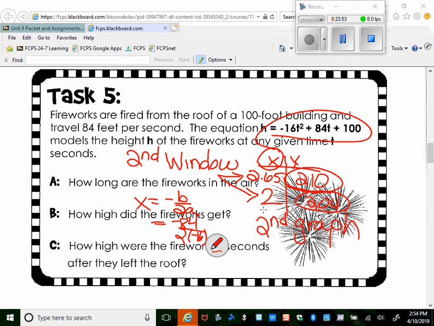It's nice when they tell you already how many seconds, because again, your x is in time. So if they're telling you it's 2 seconds, all you got to do is just go to your table and see what 2 pairs up with.